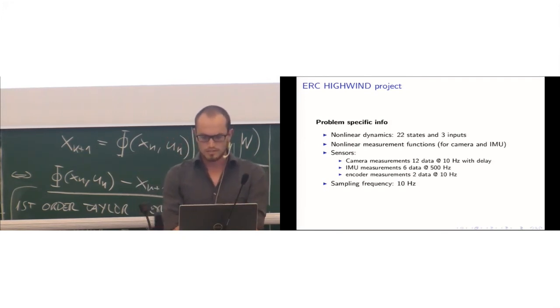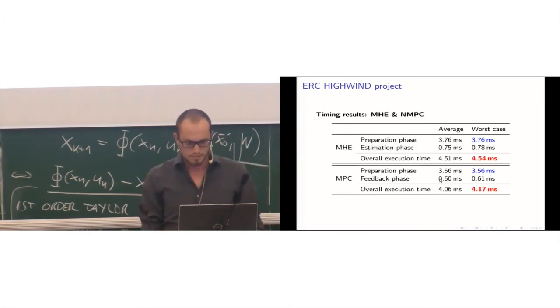A bit about the dimensions: he had 22 states and 3 inputs in the model. There were various measurements: camera measurements and IMU measurements, where the IMU is at a very high rate. So they had the problem of bringing those into the grid that the optimal control problem was solving. The sampling frequency is 10 Hertz. I don't know how long the horizon was back then, but they had to bring all these measurements into the problem formulation that they were solving. And there were also encoder measurements, so different measurements coming in at different speeds.